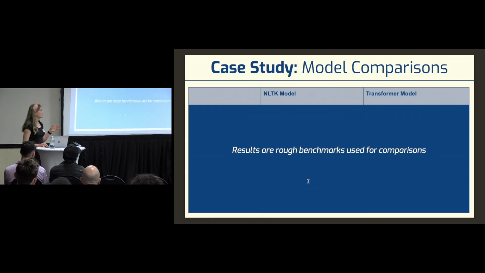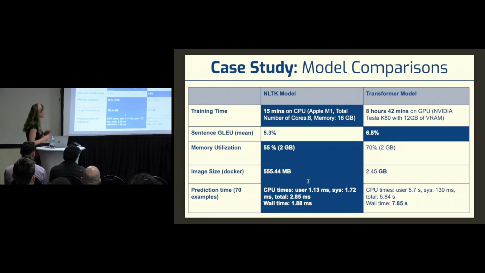Just a caveat to this: these are rough benchmarks, just to give you an idea, but it does showcase how these two very different approaches compare with each other. So first of all, we'll start with training time. Looking at the statistical models, it was limited training data and all those things, but for the NLTK model implementation, about 15 minutes on CPU, no problems. I also gave you some stats on the hardware that was utilized for this.